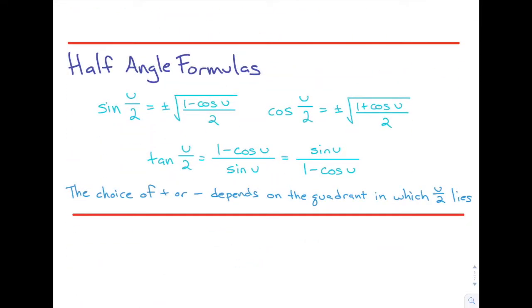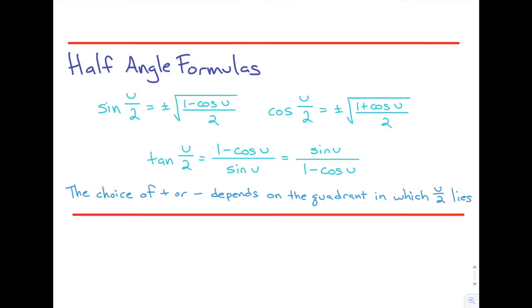So the half-angle formulas are: sine of u over 2 equals plus or minus the square root of 1 minus cosine u over 2. Cosine of u over 2 equals plus or minus the square root of 1 plus cosine u over 2. And tangent of u over 2 equals 1 minus cosine u over sine u, or sine u over 1 plus cosine u. You choose positive or negative depending on the quadrant in which u over 2 lies.